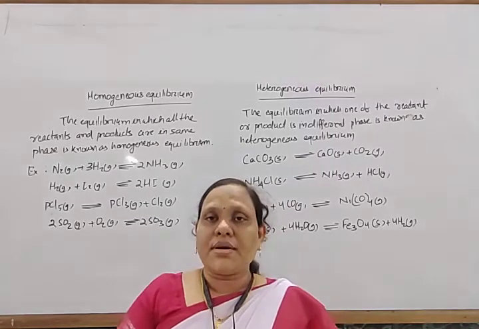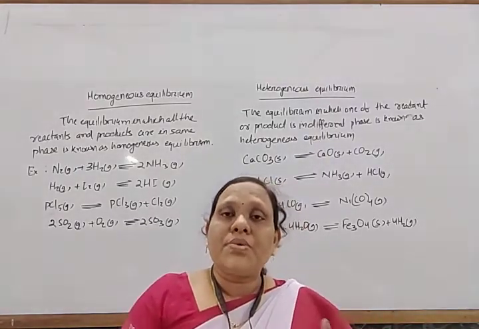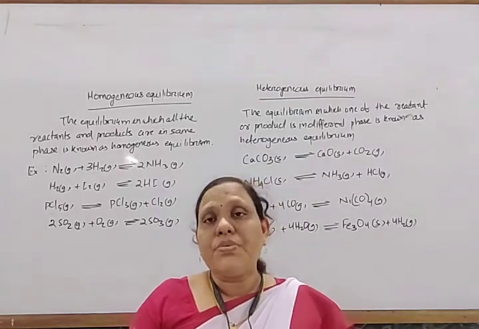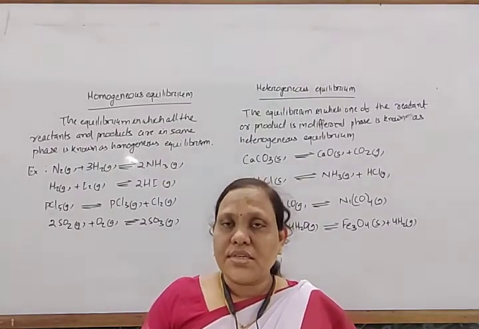The forward reaction and backward reaction both will proceed at the same rate. A catalyst makes the reaction achieve equilibrium faster, but the equilibrium position does not change. Okay, so these are some characteristics of equilibrium.